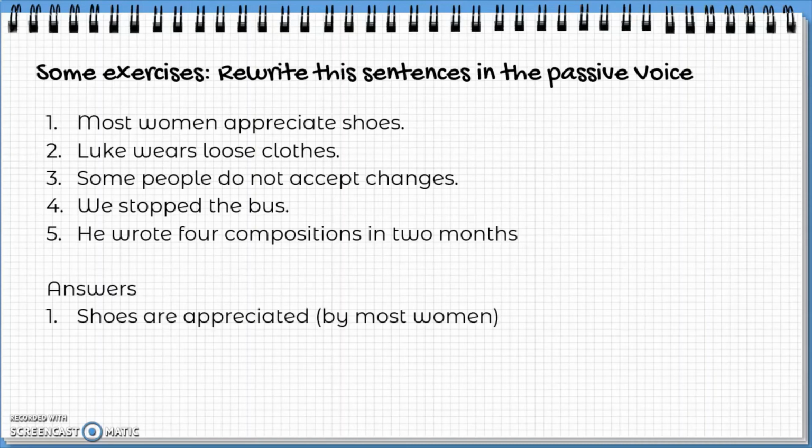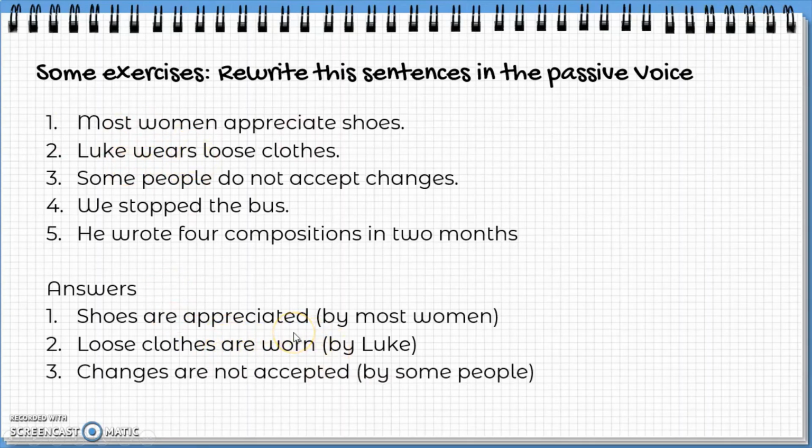Answers for the first one. Shoes are appreciated by most people, by most women, sorry. I put this in parentheses because the agent is not always important, okay? So we can eliminate it. And I wrote are appreciated because it's in present simple. Number 2, Luke's clothes are worn by Luke. In this case, wears is in present simple, that's why I wrote are worn. Changes are not accepted by some people. Are not because do not accept is in present simple.